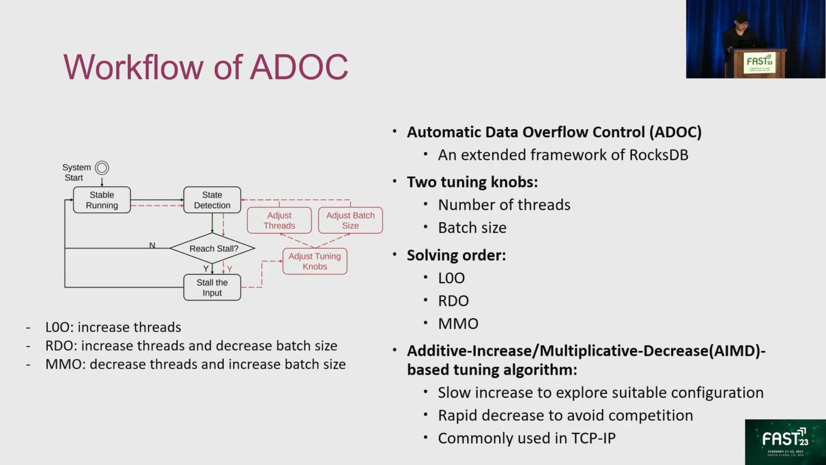ADOC tunes the number of threads to adjust the flush rate and background parallelism, and tunes the batch size, which is the common size of memtable and SS table, to control the scheduling frequency. The tuning algorithm is based on the AIMD algorithm, which is widely used in TCP congestion avoidance.